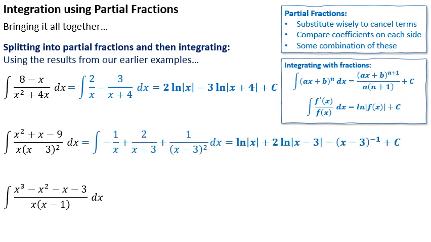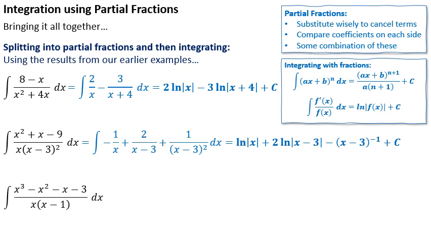For the next one, when we break into partial fractions, we got minus 1 over x, plus 2 over (x minus 3), and plus 1 over (x minus 3) squared. So with this one, we've got logs for the first two terms. We have minus ln x, and then plus 2 lots of ln (x minus 3). But then the next term involves the first of those two integration results, (ax plus b) to the n. We can think of that part as (x minus 3) to the power of minus 2.